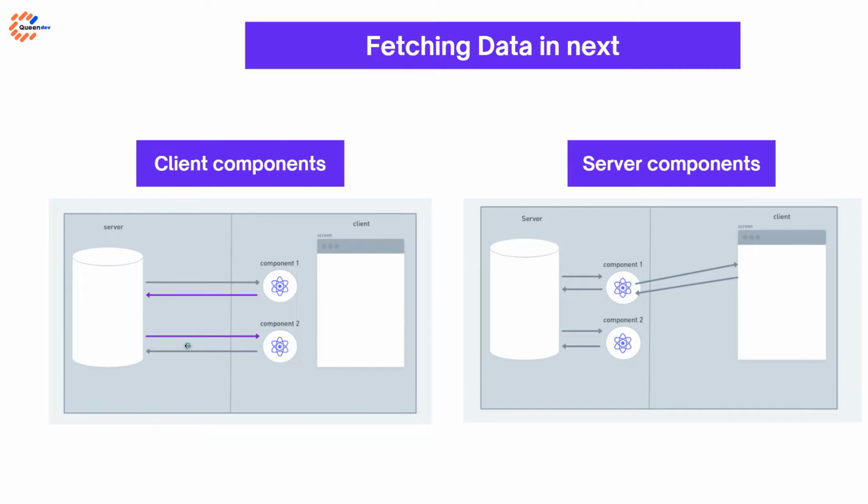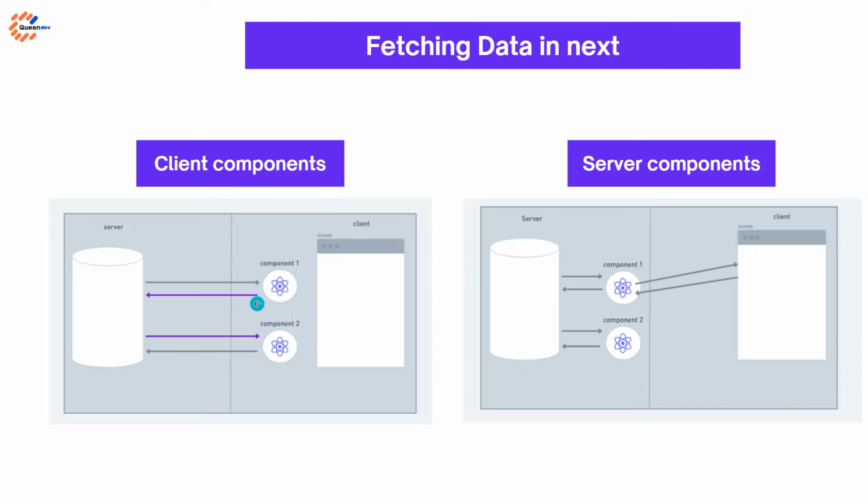Now, let's talk about data fetching for a little bit. If you look at these two diagrams, you have the left and the right. The left is the client component, while the right is the server component. Here, I divided this into two: we have the client and the server. Let's imagine you have a parent and a child component here. The parent component is component A, and the child component is component B.